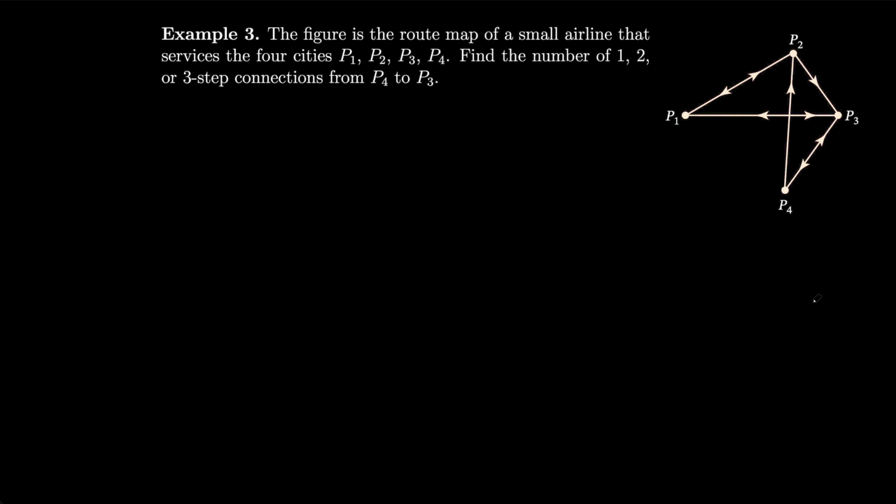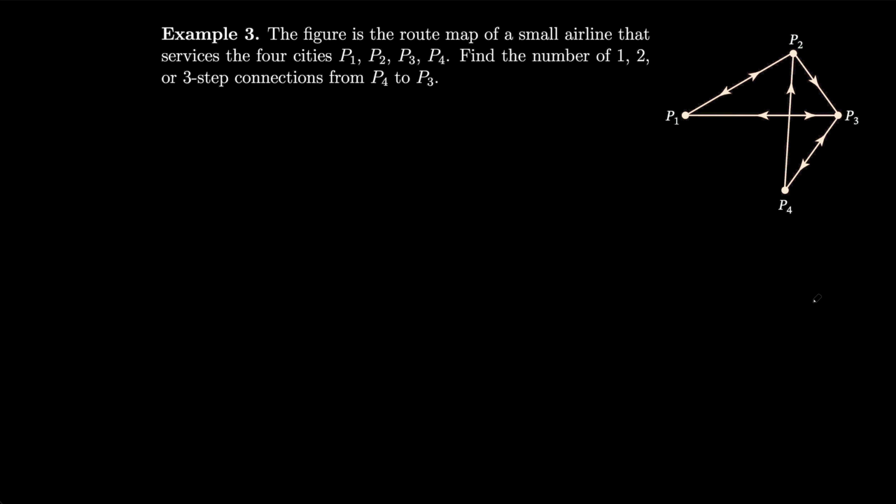The figure is the route map of a small airline that services the 4 cities P1, P2, P3, and P4. Let's find the number of 1, 2, or 3 step connections from P4 to P3. So first let's draw our matrix M.